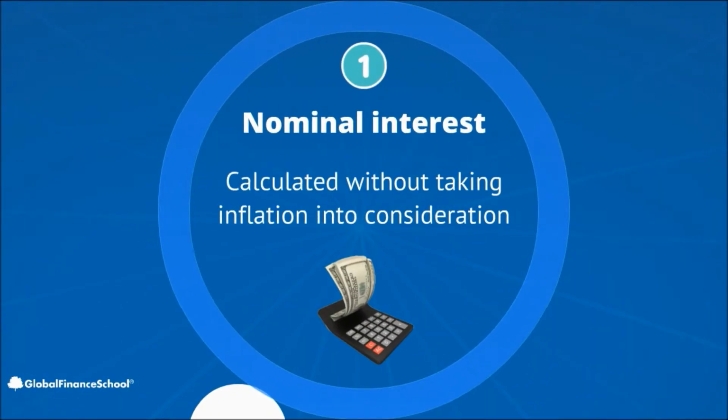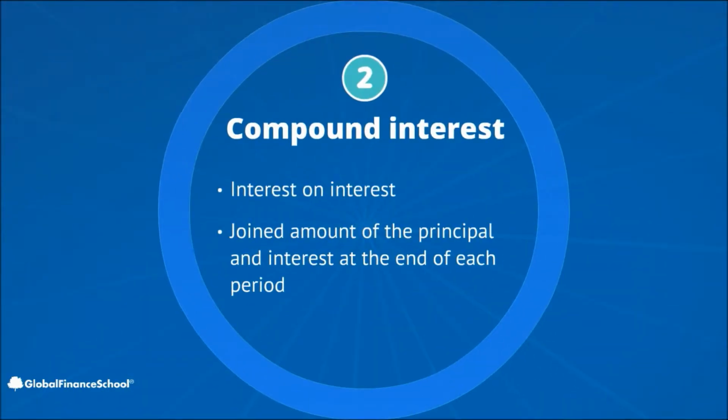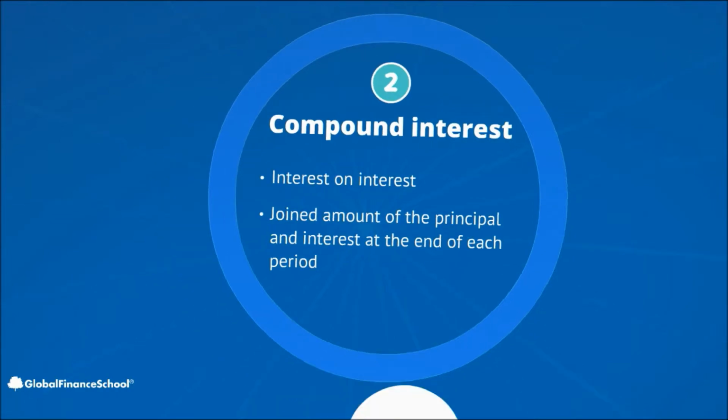1. Nominal interest. This interest is the most basic one and is calculated without taking inflation into consideration. 2. Compound interest. This is an interest on interest. In other words, it is the interest that is calculated on top of the joint amount of the principal and interest at the end of each period.